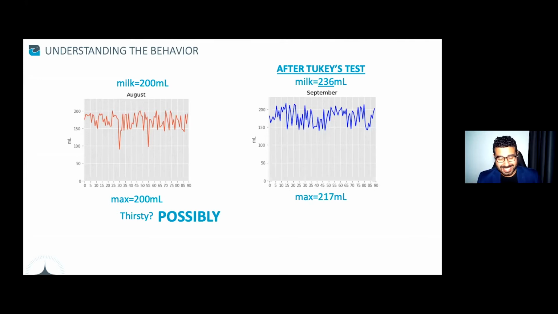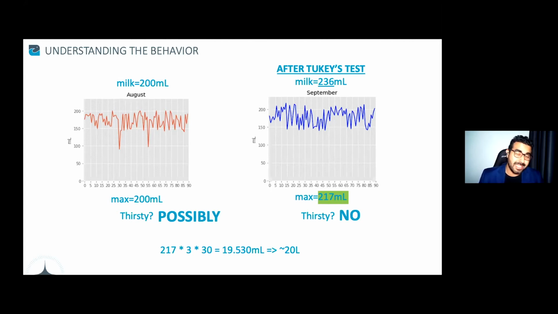The maximum that my daughter drank in all this month was 217. Question, is she thirsty? No. Is it clear so far? So it means that instead of that 17 liters, it's better to buy 20 liters and guarantee that she will not be thirsty.